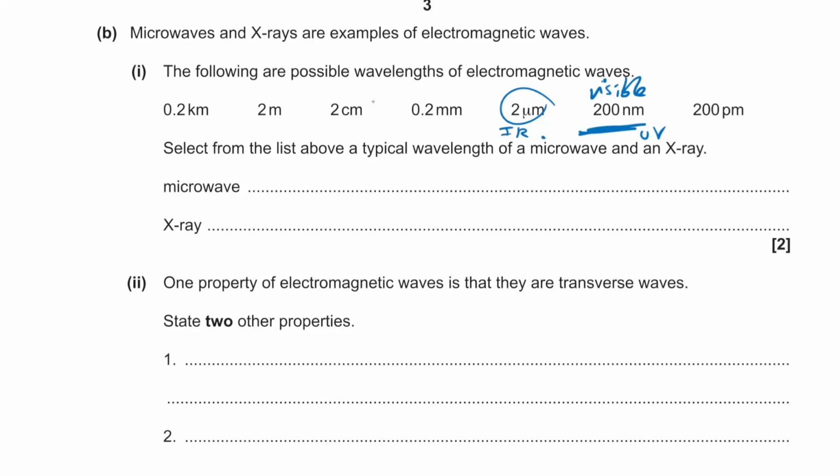The wavelength for microwaves is about 2 centimeters. They're pretty big. They're the longest EM waves that we have. They can be longer than that as well, but it's about a few centimeters usually. X-ray has to be shorter. So our options are, well, 2 micrometers, like we said, that's just shorter than visible. So the next smallest one is 200 picometers. So that seems like it's going to be more reasonable.